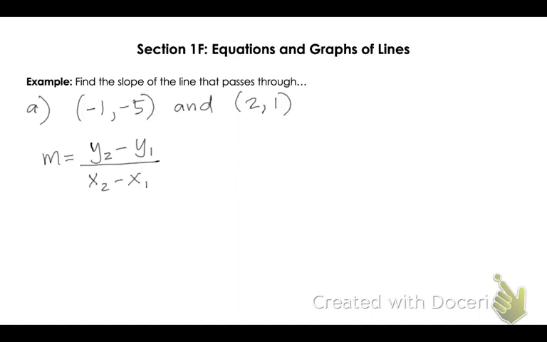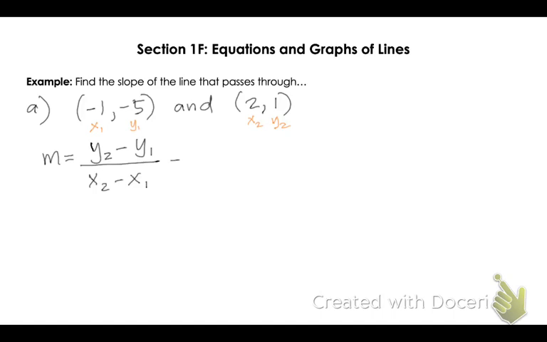It doesn't matter which point you call (x1, y1) and which point you call (x2, y2). It does not matter. I'm going to label the first point (x1, y1), since that makes sense, and this one (x2, y2). But it doesn't matter, just as long as you put the same subscript on the same point. You can't say x1, y2 or something like that. So I'm just going to plug those numbers in.